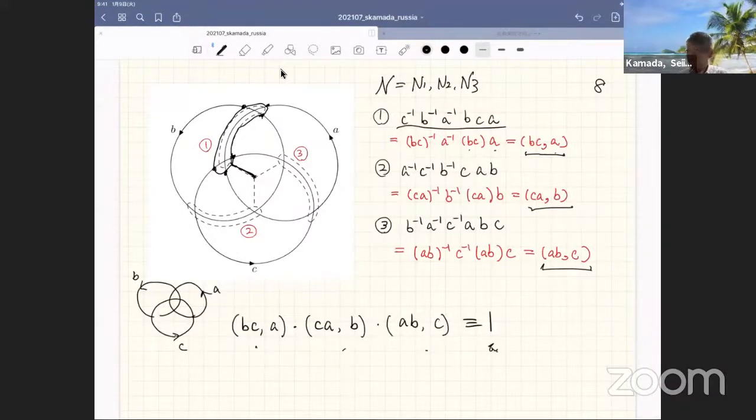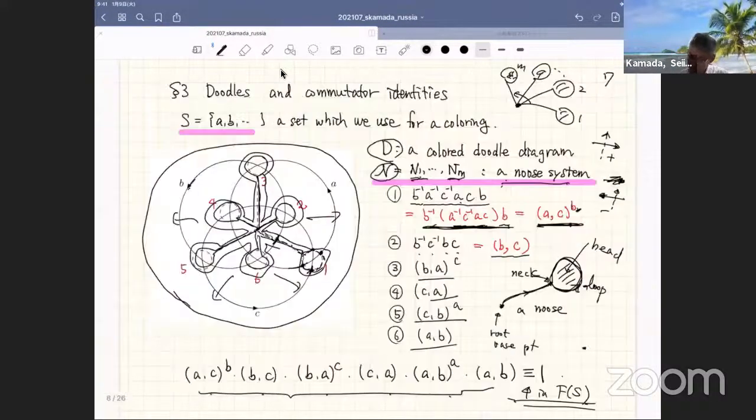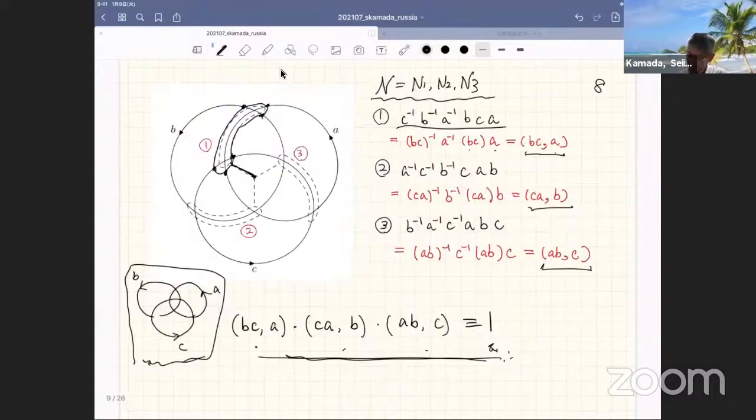It's free. So this is a commutator identity obtained from this colored doodle and this noose system. So, of course, the colored doodle is the same. But when we change the noose system, then we have a different commutator identity.